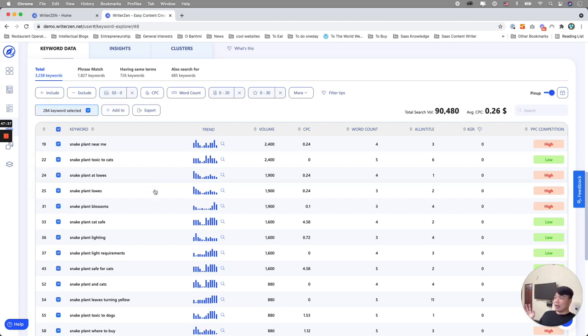And these are very high quality keywords. Now we want to exclude some of the keywords that include near me, or Walmart, or Amazon, or JCPenney.